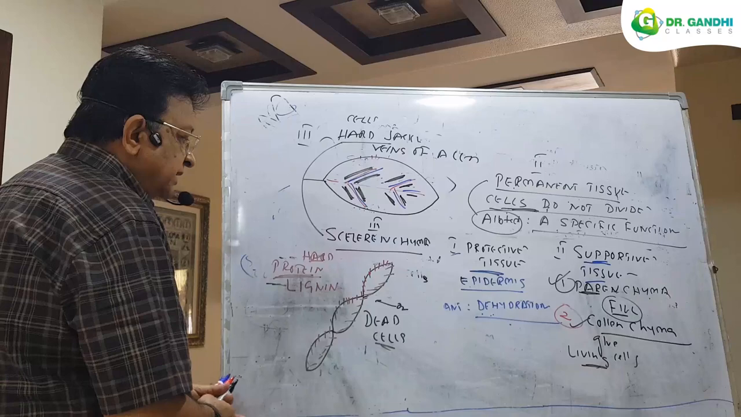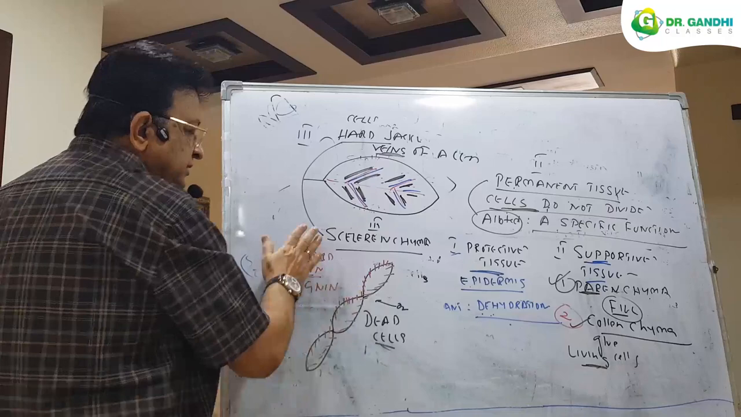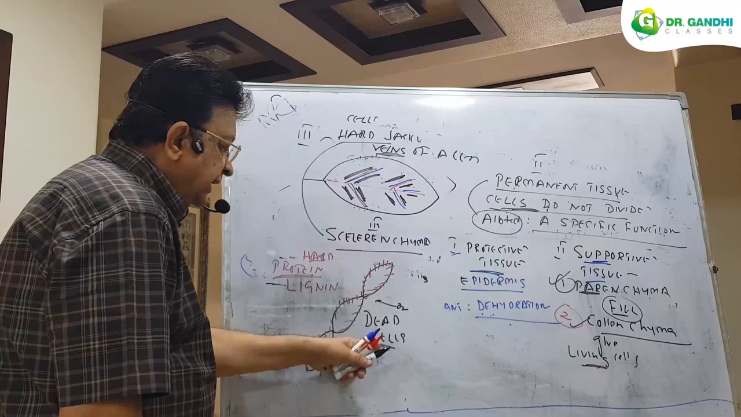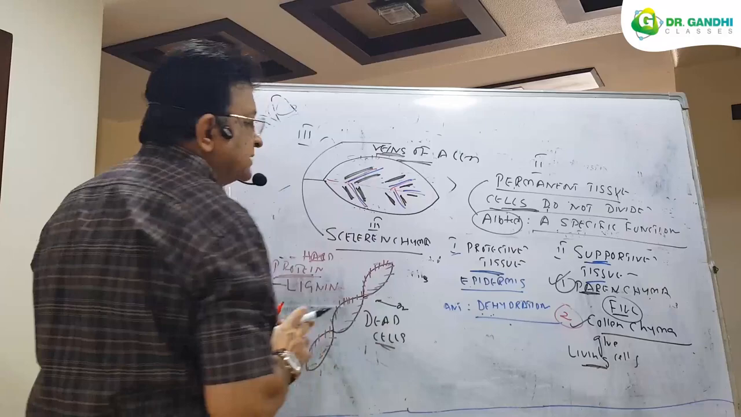Next, where is the sclerenchyma found? In the veins of a leaf. Now look at this diagram. What is the characteristic feature? Hard cells made up of a protein called lignin in their wall. Dead cells. Where are they present around? Veins of a leaf. They support the veins of a leaf. Now look carefully.